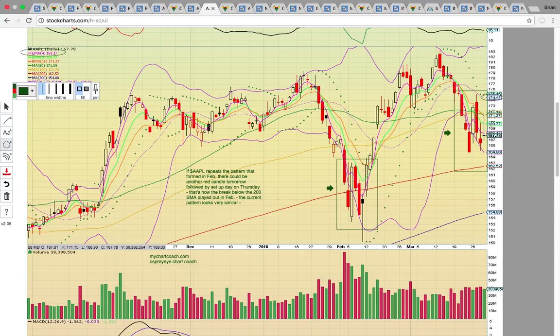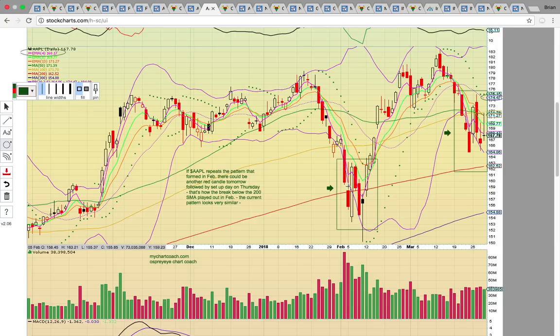Now if it fails to get above EMA 4, what you're going to see is a test of this 200-day simple moving average at 162.50. That's the big level to hold on the drop. That did get tested back in February. It pulled back, tested that level, and bounced off. If EMA 4 remains resistance, 162.50 will be on deck.